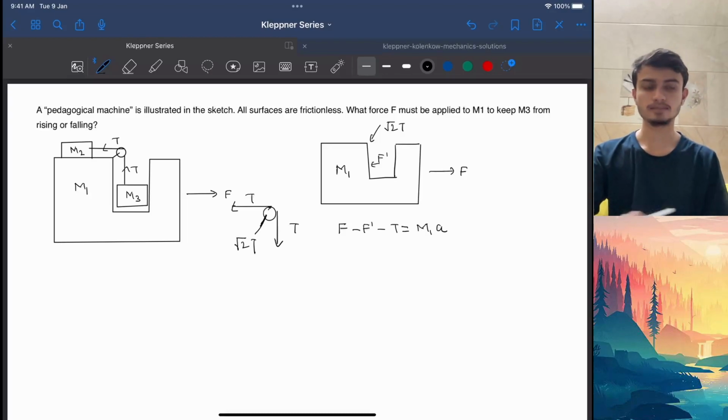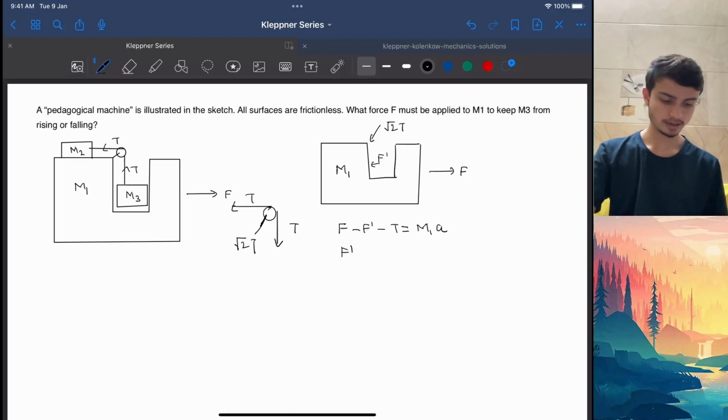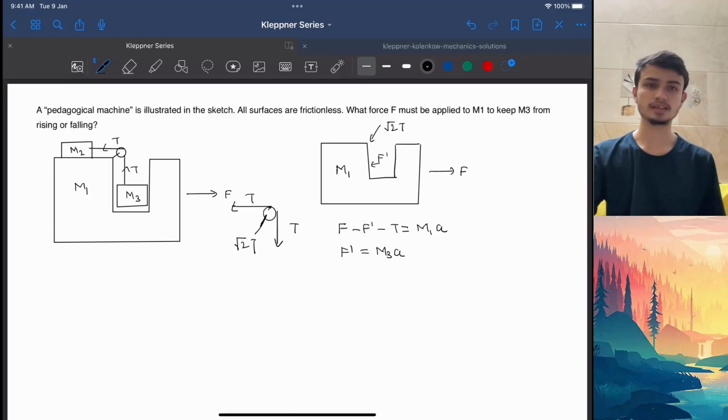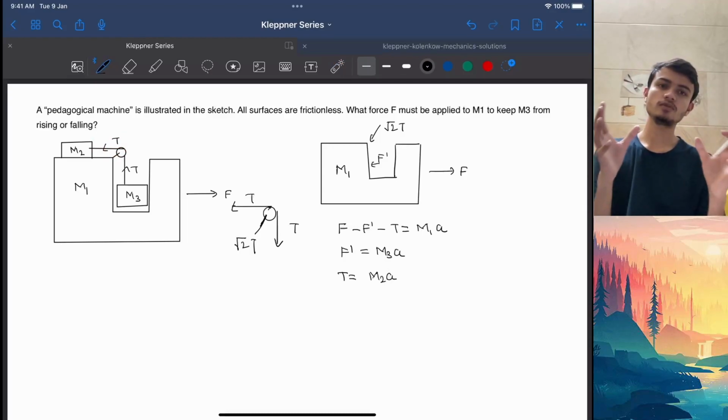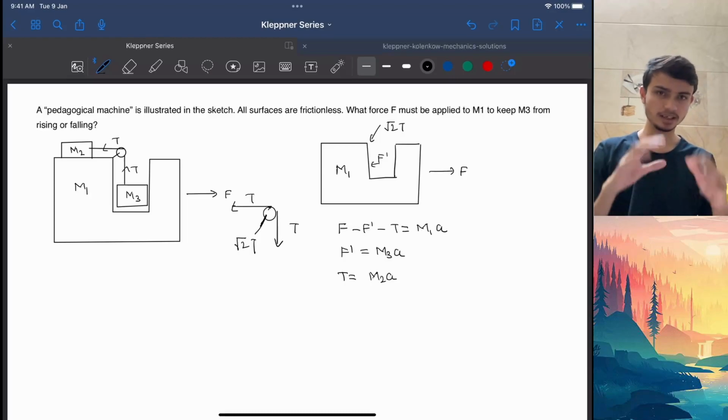Now let's look at M3. So as I said, F dash is acting on M3, and F dash equals M3A. As simple as that, because there is no other horizontal force acting on M3. And now about M2. So definitely there is this tension acting on it, and so it will be simple that this tension is actually equal to M2A. So all this machine is actually moving with the same acceleration. So I am keeping A, I mean A has to be the same everywhere.